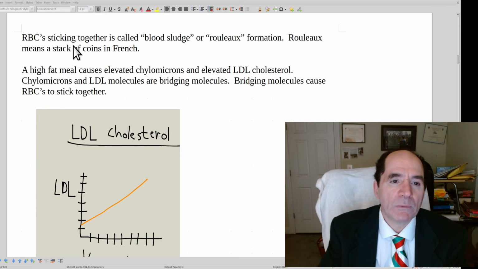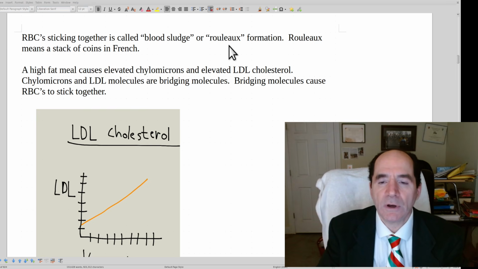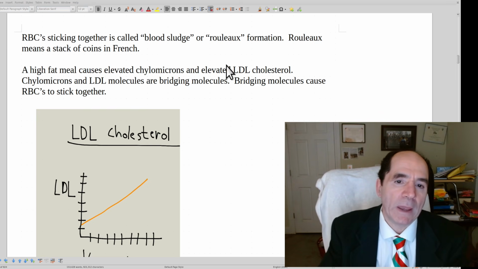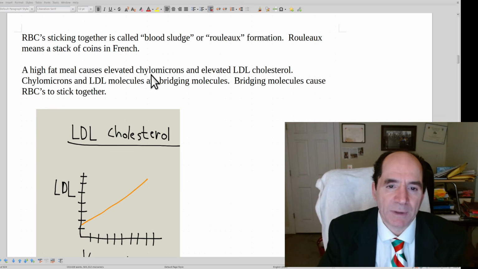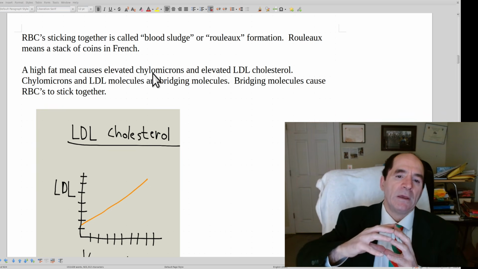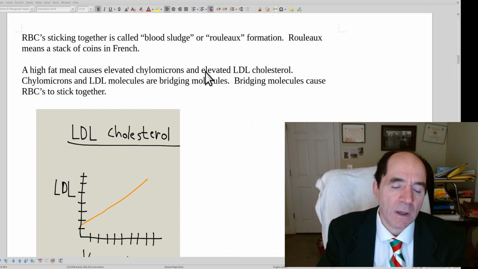Okay, so when red blood cells stick together, you can call that rouleau formation. Rouleau is the French word for stack of coins. You can also get a blood sludge effect where the chylomicrons stack the red blood cells together. That's part of the system of absorbing lipids, absorbing fats after we eat a meal. The higher the LDL cholesterol in the blood, the higher the blood viscosity.